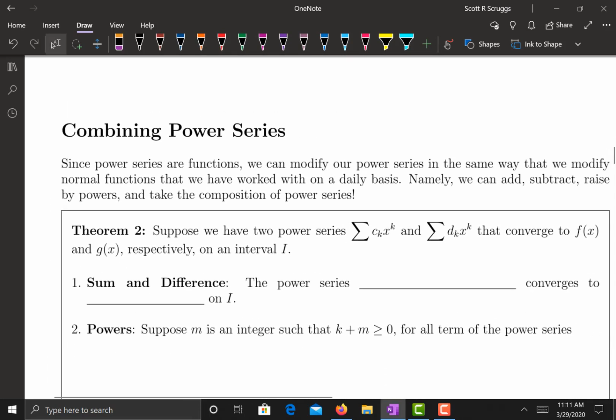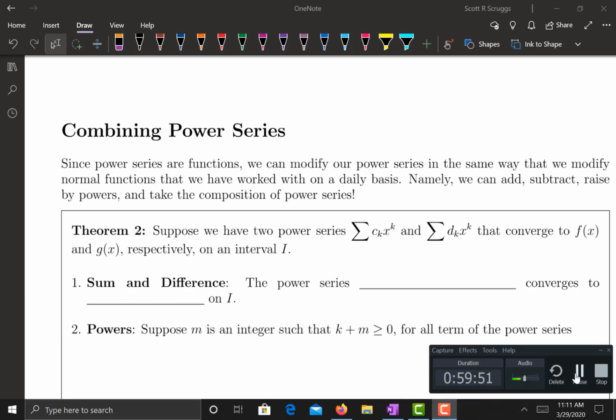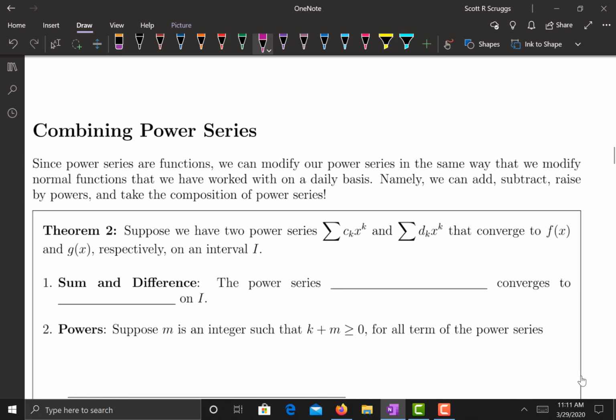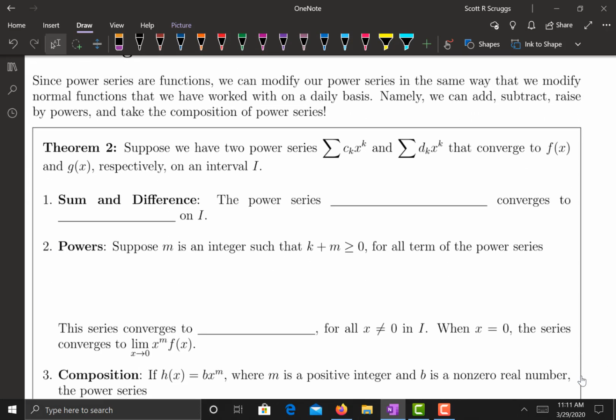All right, and now let's go on to some further properties of a power series in which we can combine power series via addition, subtraction, raising by a power, or a composition. And so let's talk about that. Let's suppose we have two separate power series. The first power series with c of k will converge to f of x, and the power series with d of k will converge to g of x on the interval.